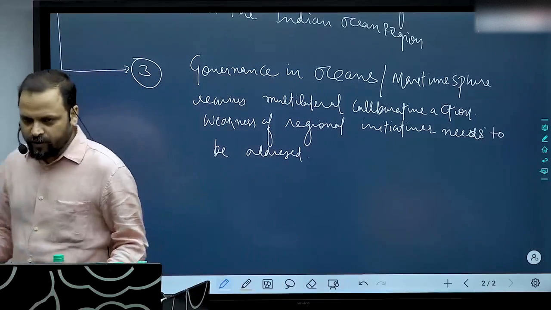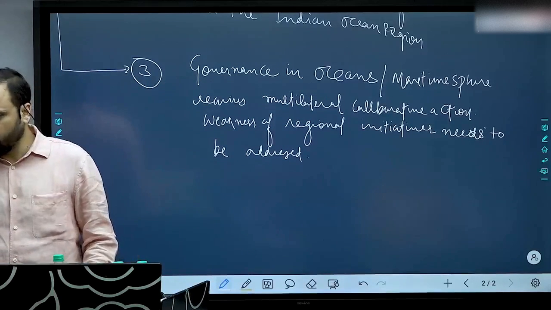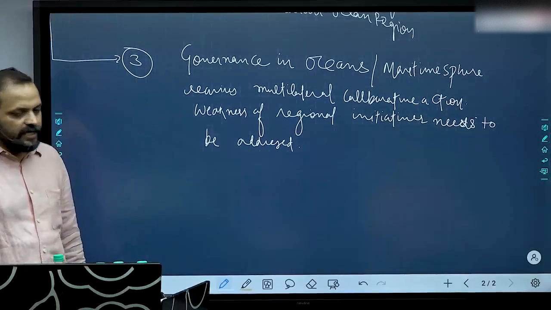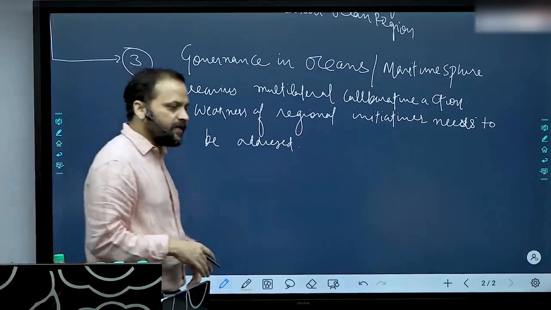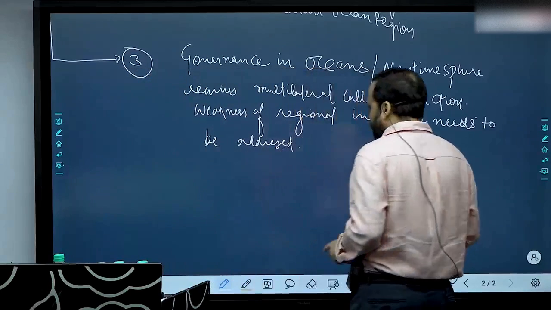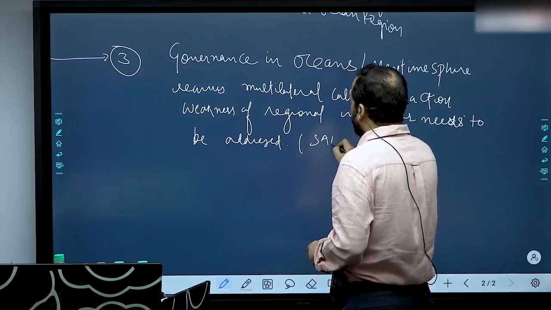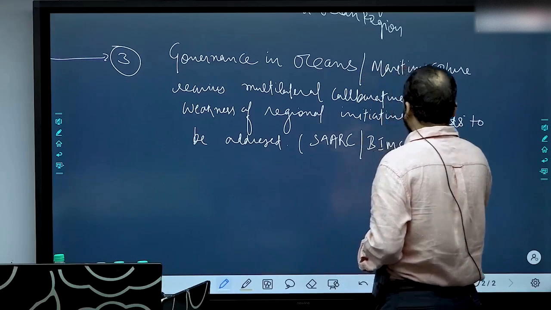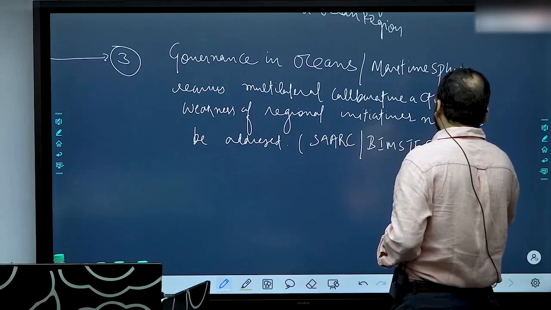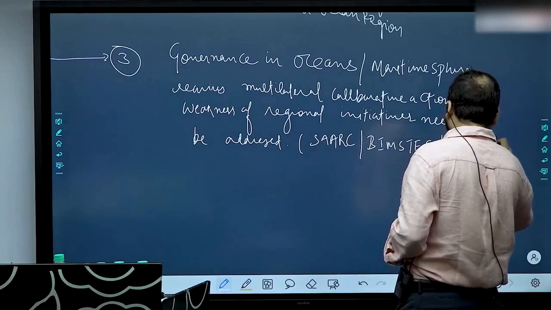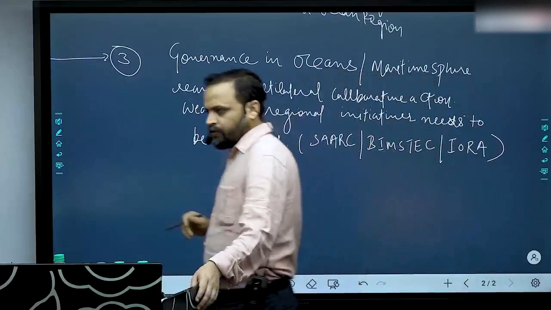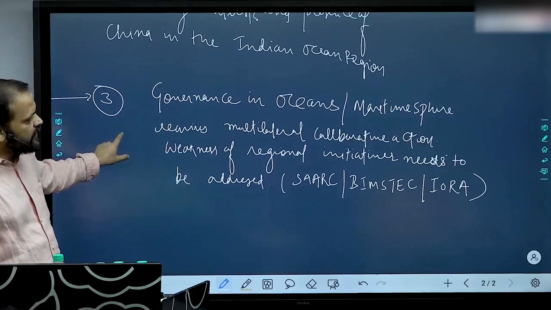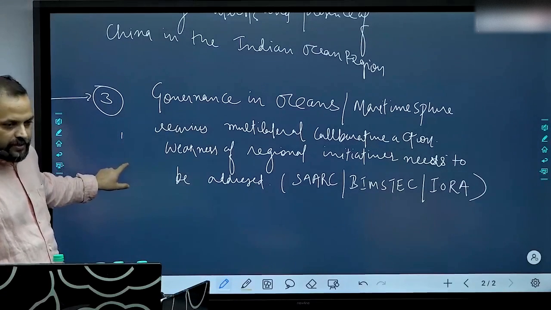First part is only to explain to you that in oceans we generally would require cooperation. The challenge is weakness of regional initiatives, and the solution is it needs to be addressed, right? So many examples. SAARC is certainly not a success. BIMSTEC has potential but still not a success. IORA has existed for a very long time, but we need to bring focus to it. So these initiatives would always require focus.